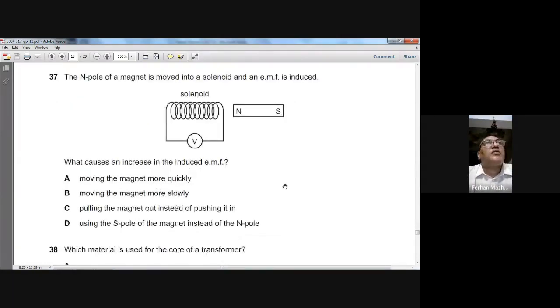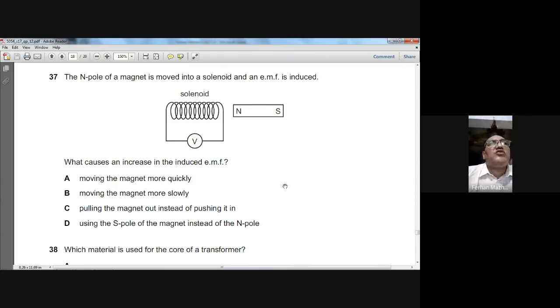Okay, we have here question number 37. The north pole of a magnet is moved into a solenoid and an EMF is induced. What causes an increase in the induced EMF? There are different methods. You increase the number of turns of the solenoid, you use a stronger magnet, or you move the magnet faster. Moving the magnet more quickly, yes, that is the answer.